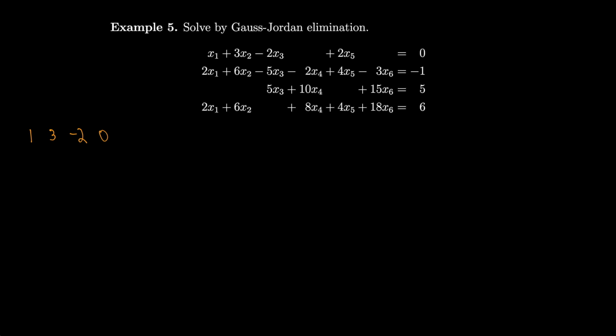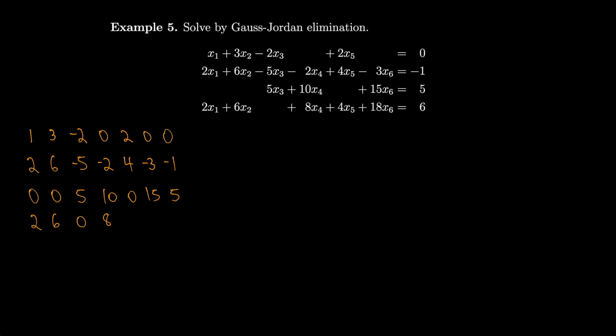So I'll just try to write that out. 0, 2, 0, 0. And the next row is 2, 6, negative 5, negative 2, 4, negative 3, negative 1. Then we've got 0, 0, 5, 10, 0, 15, 5, 2, 6, 0, 8, 4, 18, and 6. And I think that's our entire matrix.